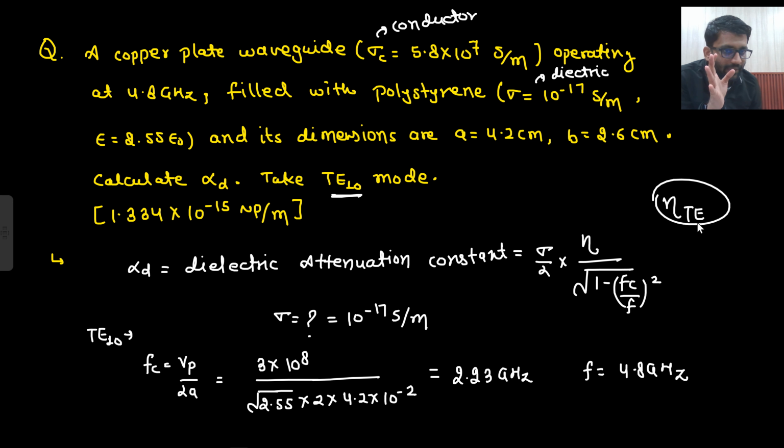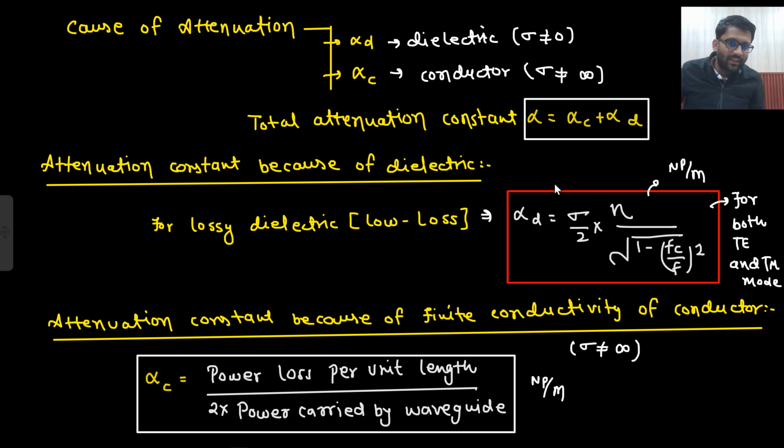Now this is simple eta. Which eta are we talking about here? This eta is the eta if there was no waveguide. If there was no waveguide and a simple dielectric medium was given, then what would be the value of eta? Here this eta is not eta guided. Important point: this eta is not equal to eta guided.